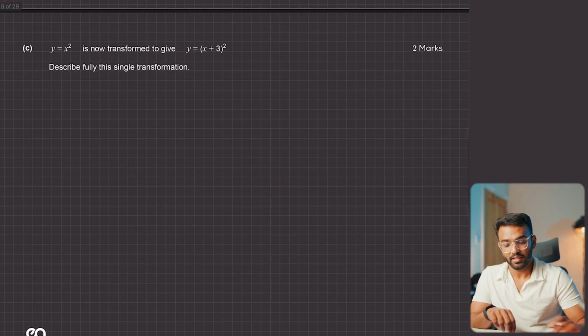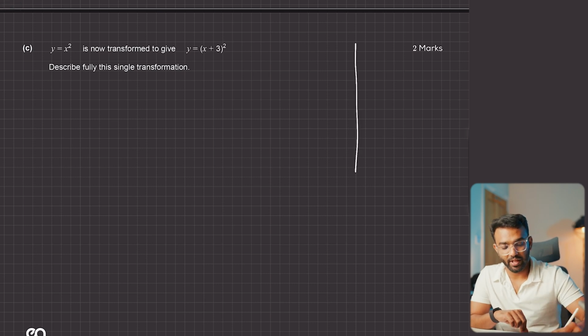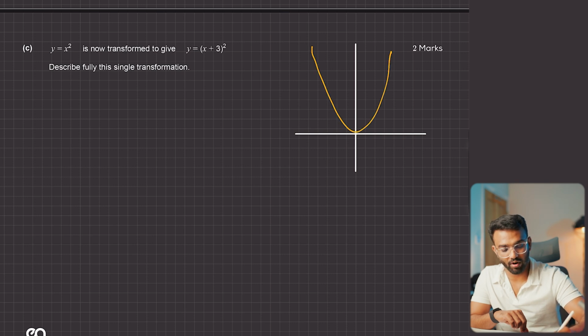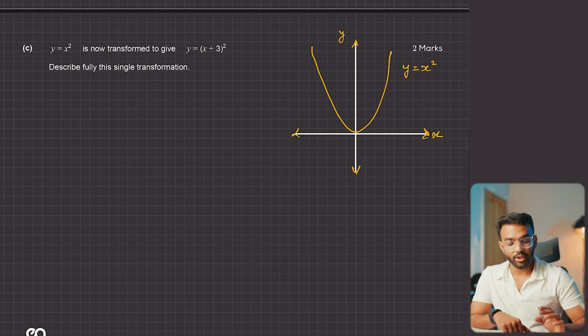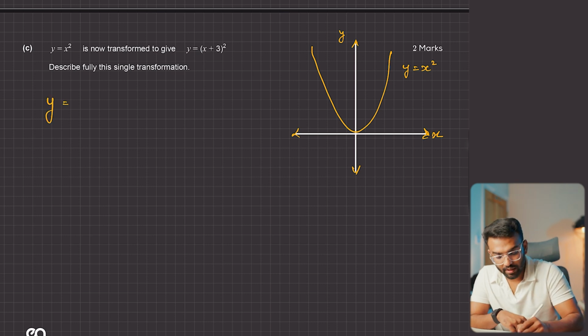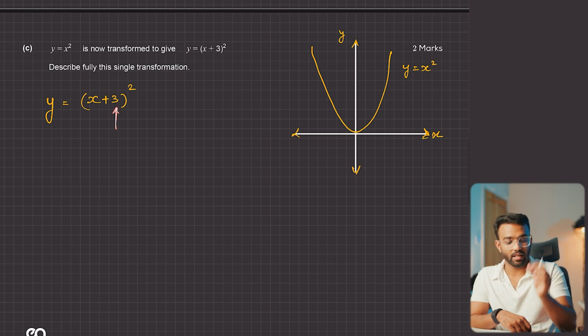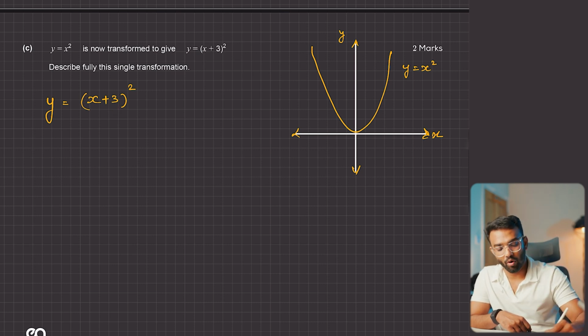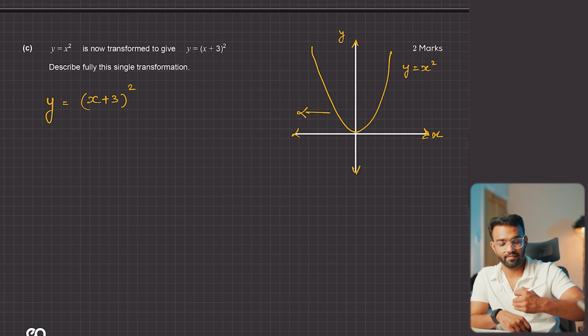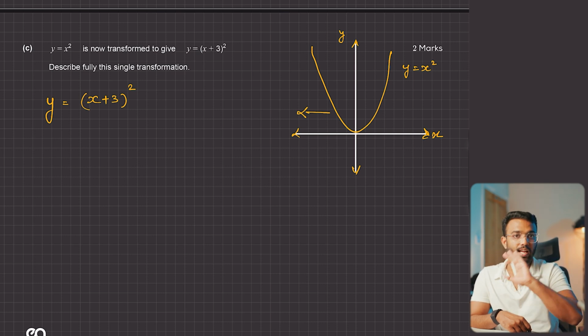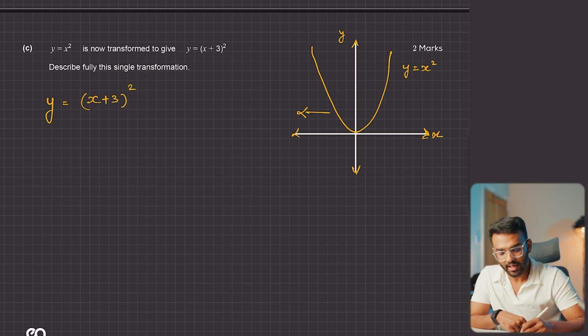And then they're saying y equals x squared, which is the normal graph which we have. That kind of looks like this. This is the graph which we have, y equals x squared, y-axis, x-axis. There we go. Now it is transformed to give y equals x plus 3 the whole squared. You see that 3? It's inside the bracket and it's positive, which means the whole graph will move to the left. If it's minus inside the bracket, it is to the right. So this time the graph is moving to the left by 3 units.